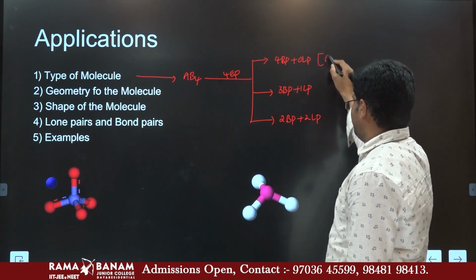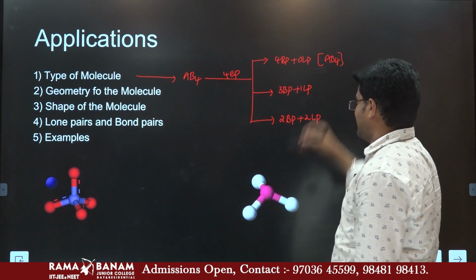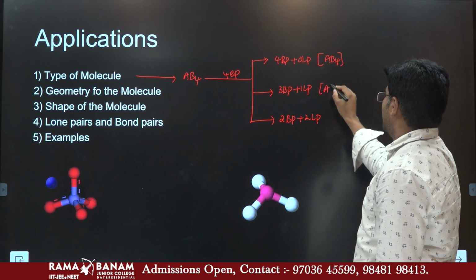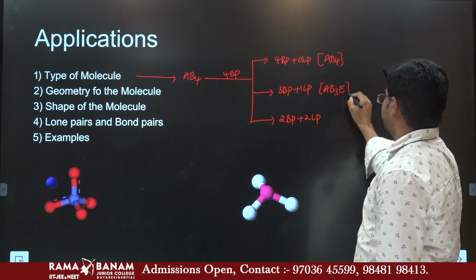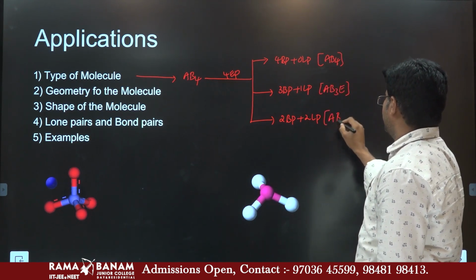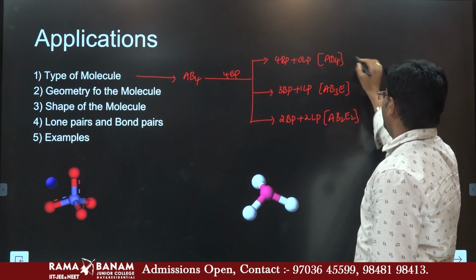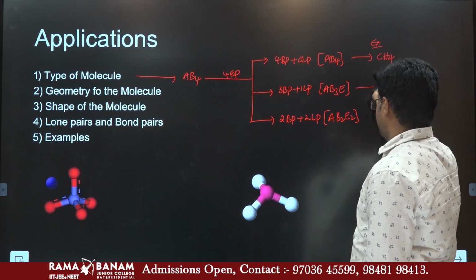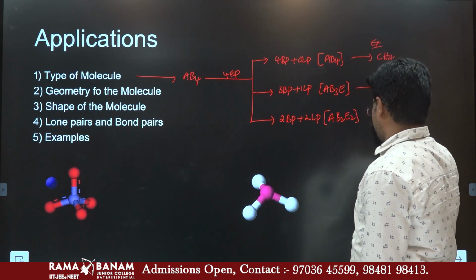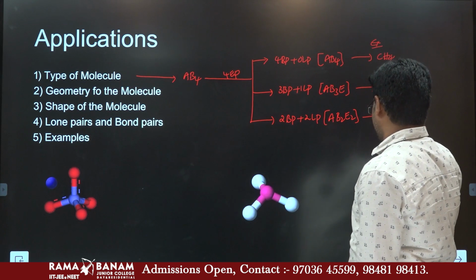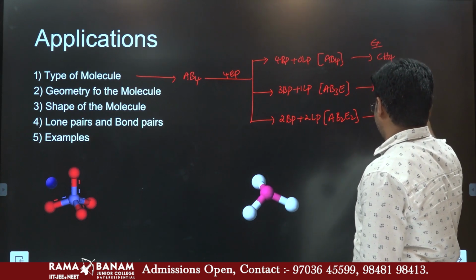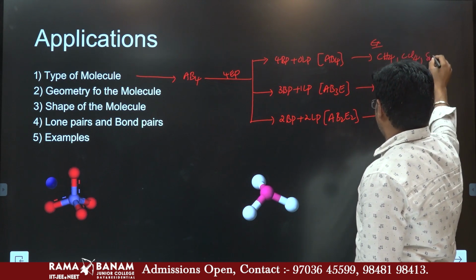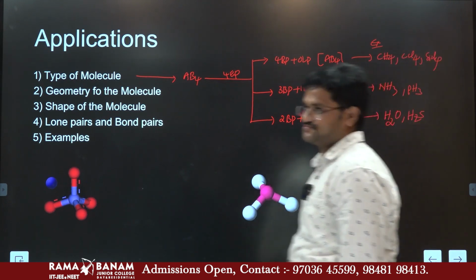The first one is AB4 type, and the expected geometry is tetrahedral. This is AB3E type. This is AB2E2 type. Examples are CH4, ammonia, water molecule and H2S, PH3, CCl4, SiCl4. These are the examples.